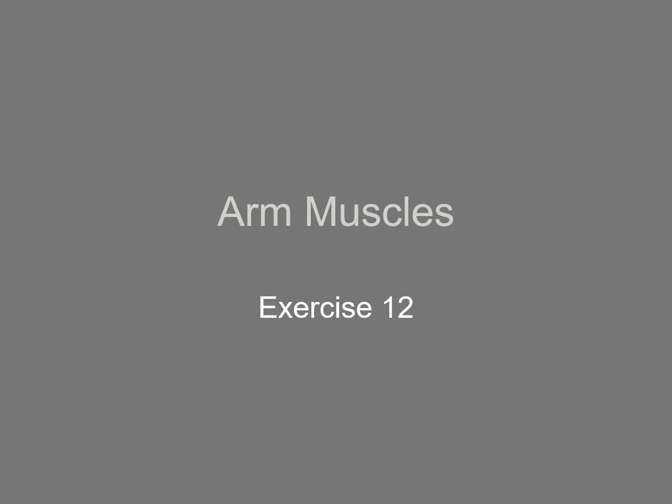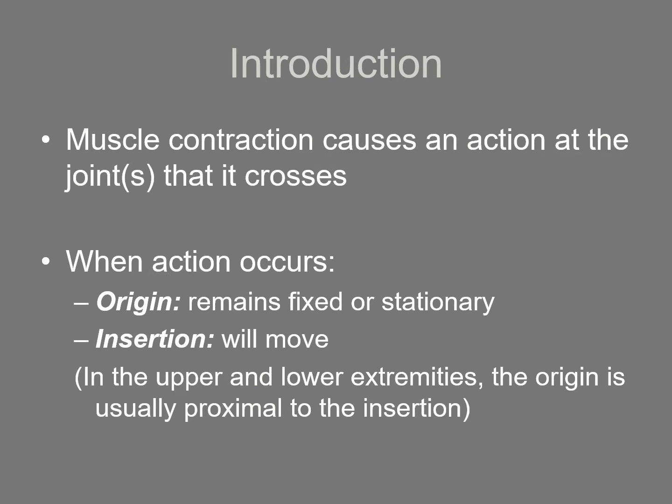This part of exercise 12 deals with looking at the arm muscle. Muscle contraction is going to cause some type of an action at a joint that it crosses. The origin is going to remain fixed or stationary, very little movement, and then the insertion point is the point where you're going to have that movement occur. With your arms and legs, the origin is going to be proximal to the insertion point.